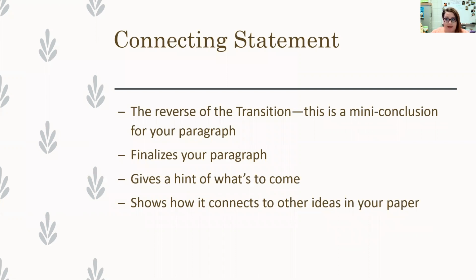And then the final thing is a connecting statement. It's kind of the reverse of the transition. So the transition and the topic sentence are basically like a mini thesis. Then the connecting statement is almost like a mini conclusion for that paragraph. And it gives a hint of what's to come. And maybe it'll show how this paragraph connects to other ideas in your paper.